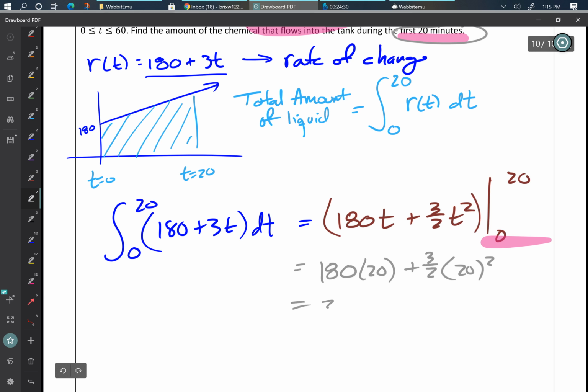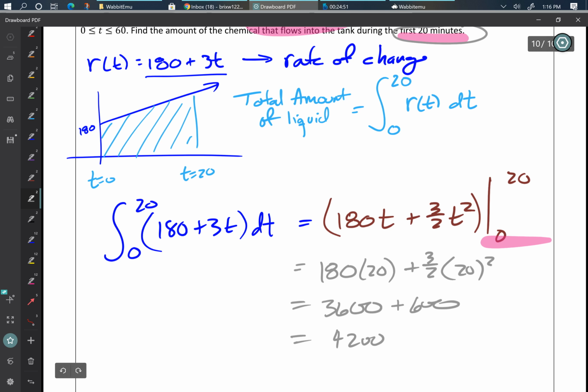180 times 20: 2 times 18 is 36 with 2 zeros on the end of it, so 3,600. Then 20 squared, but if I divide by 2, that's 20 times 10, that's 200. 200 times 3 is 600. Why did I write 300? I don't know. 200 times 3 is 600. 3,600 plus 600 is 4,200.